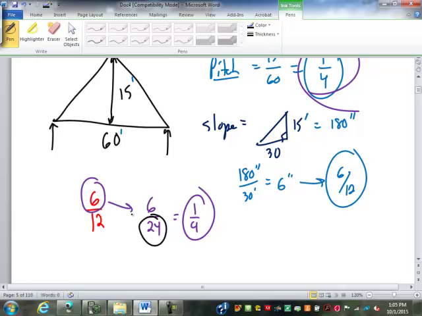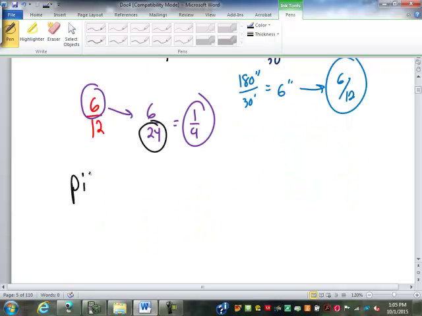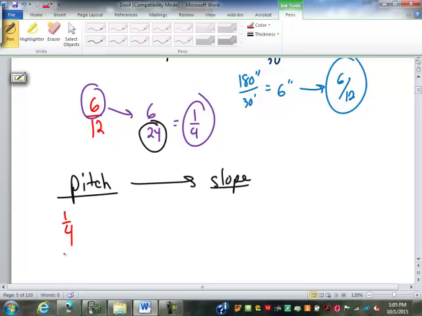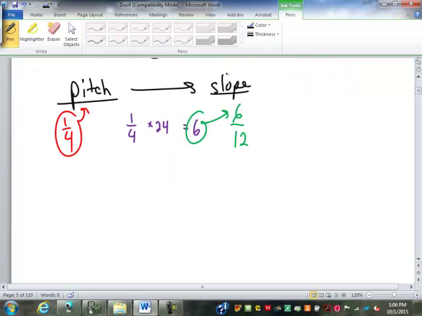The 24 is just a constant for converting between pitch and slope. If you're going from pitch to slope, okay? Let's say you have a 1/4 pitch. To convert, you take the 1/4 times 24, which gives you 6. So that means you have a 6/12 slope. You're describing the same thing, the same roof, just two different ways of describing it. A 1/4 pitch and a 6/12 slope are the same roof.